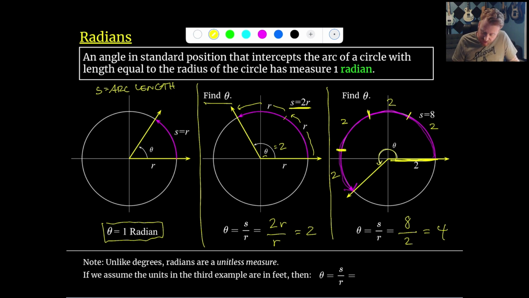I think I said that backwards. But we can take the arc length and divide it by the length of the radius, and that'll tell us how many radiuses fit in that arc length, or the number of radians.